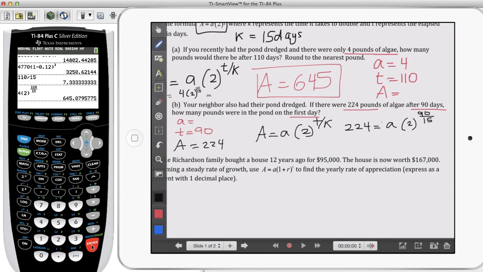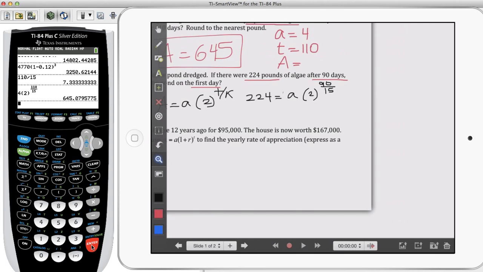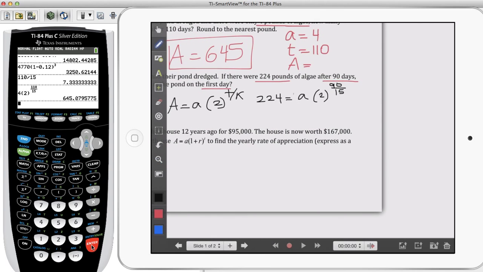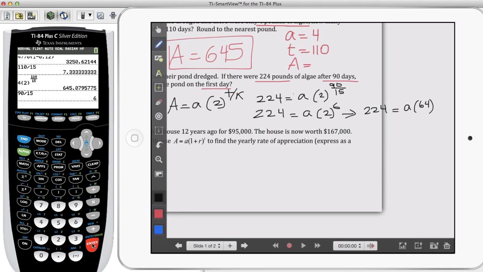Okay, so now to find a, we can do this algebraically, because basically 90 divided by 15 is a 6. So 2 to the power 6. And then I can write 224 equals a times 64, because 2 to the power 6 is 64. Let's double check. 90 divided by 15 is a 6. So we can do this algebraically.